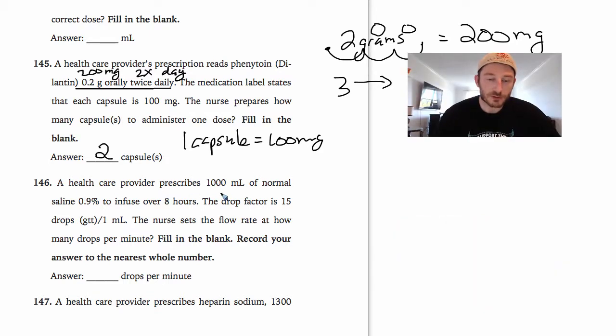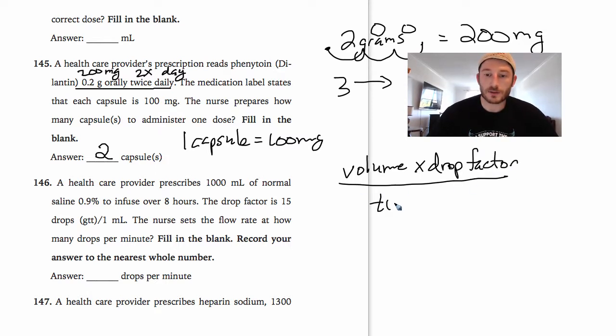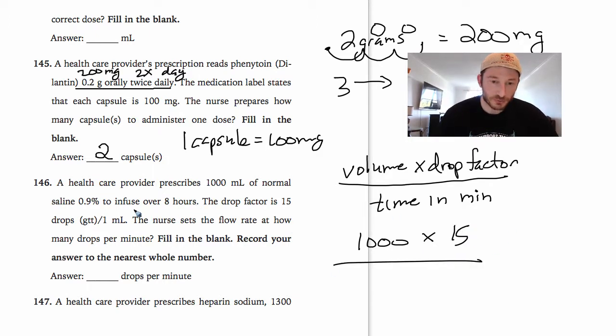A healthcare provider prescribes 1,000 mLs of normal saline to infuse over 8 hours. The drop factor is 15 drops per mL. The nurse sets the flow rate at how many drops per minute? So again, we're using our formula from last time. What was it? Volume times drop factor all over time in minutes. So our volume is 1,000. Our drop factor is what? 15. And what is our time? To infuse over 8 hours.